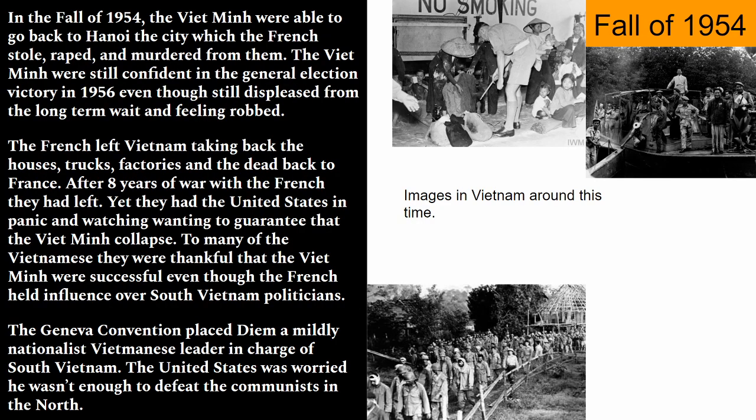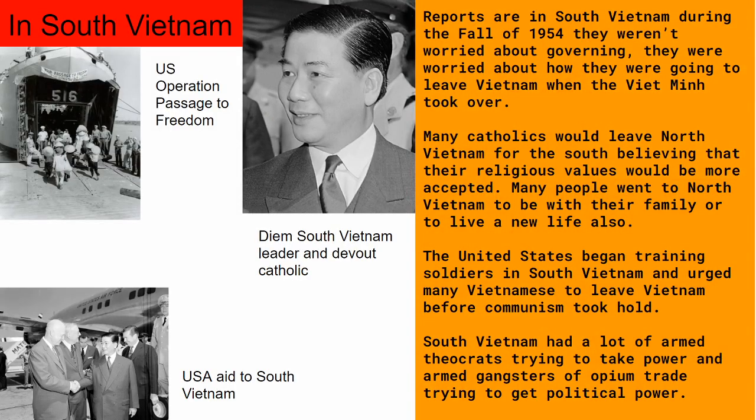He was also very worried that the Viet Minh would take over. In South Vietnam in the fall of 1954, they weren't worried about governing. They were more worried about how they were going to leave Vietnam when the Viet Minh take over, because they knew that most likely the Viet Minh were going to win. They had the support. They were going to win the elections.